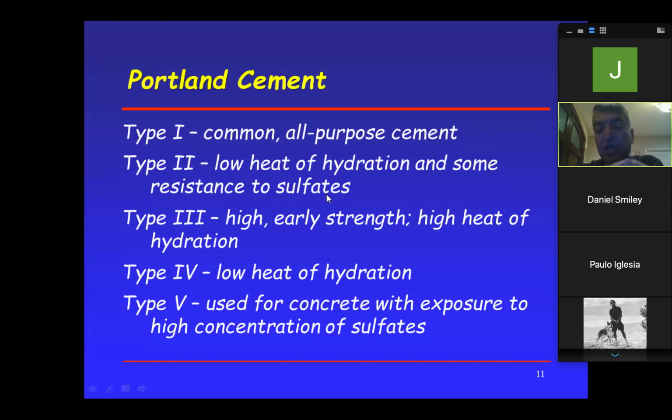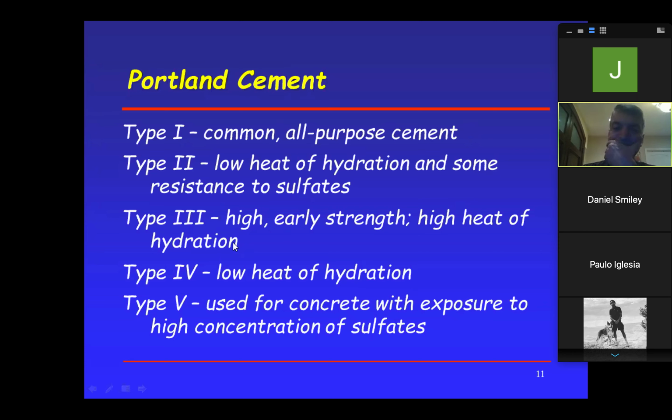And then you will know your soil because you're going to have a soils report from the geotechnical engineer, and he or she will tell you high in sulfate, low in sulfate, and the mix engineer will have that information. Type 3, high early strength, high heat of hydration.